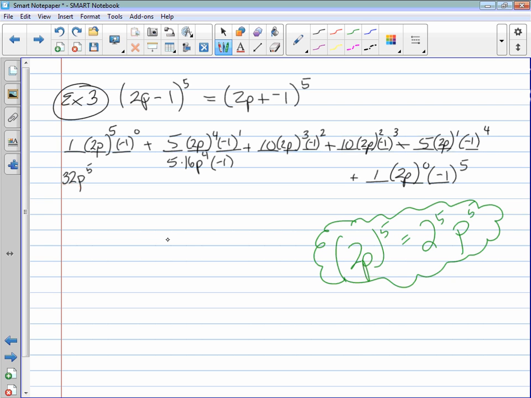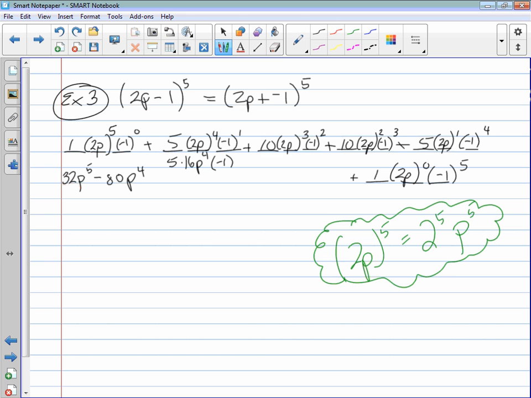Remember, these are from Pascal's triangle. 1, 5, 10, 10, 5, 1. So this 5 is from Pascal's triangle. This 2 to the 4th gave me 16. And then there's a negative 1. So altogether, that's going to end up being negative 80. This is just arithmetic, people. 5 times 16 times negative 1 is negative 80. Times p to the 4th. That's just arithmetic. We don't like arithmetic.